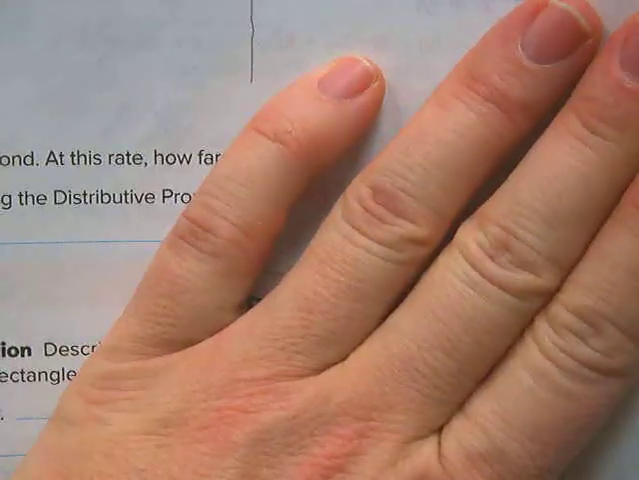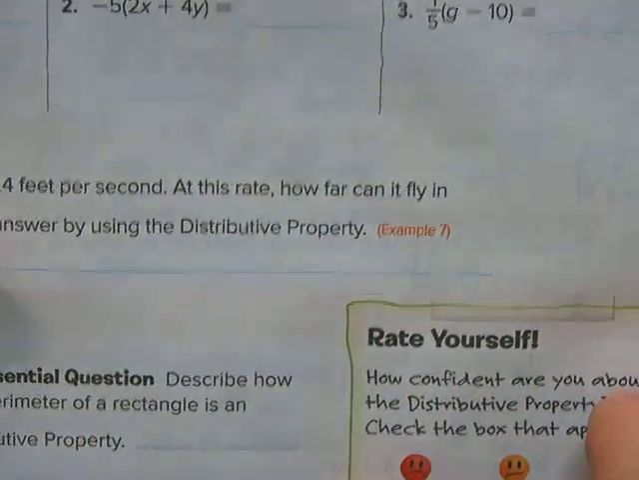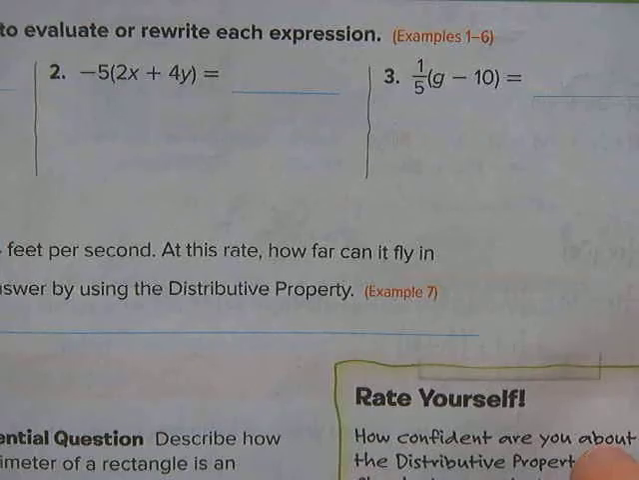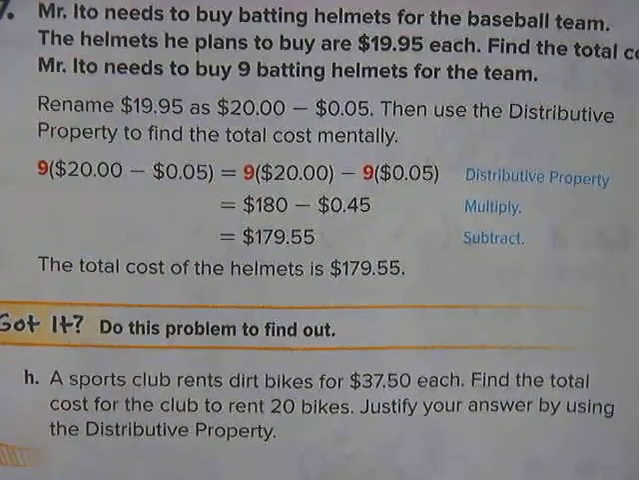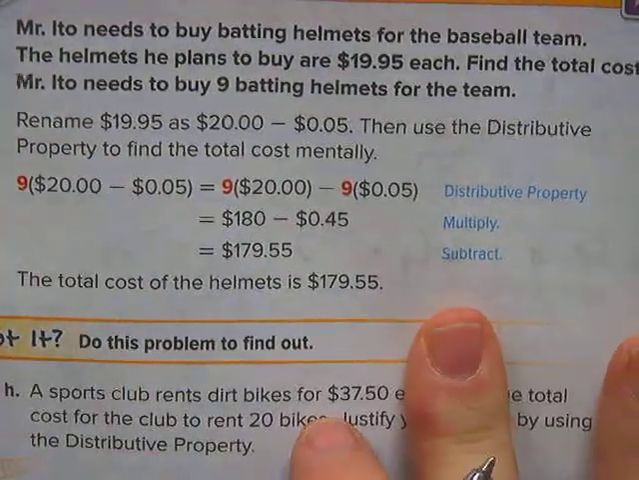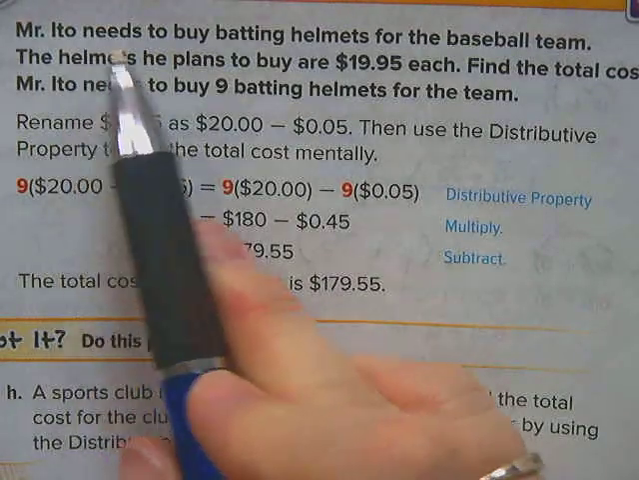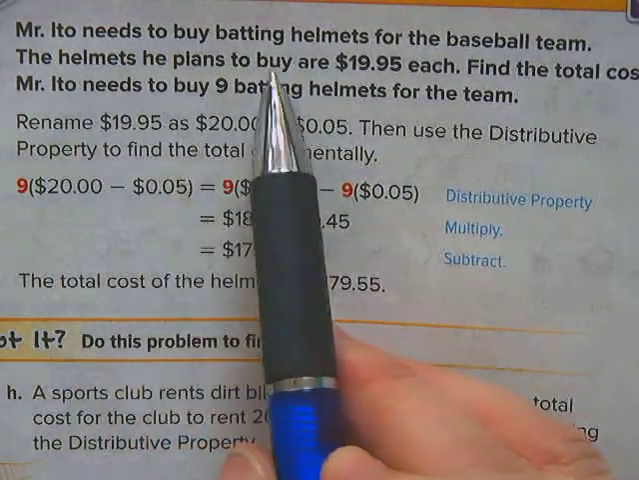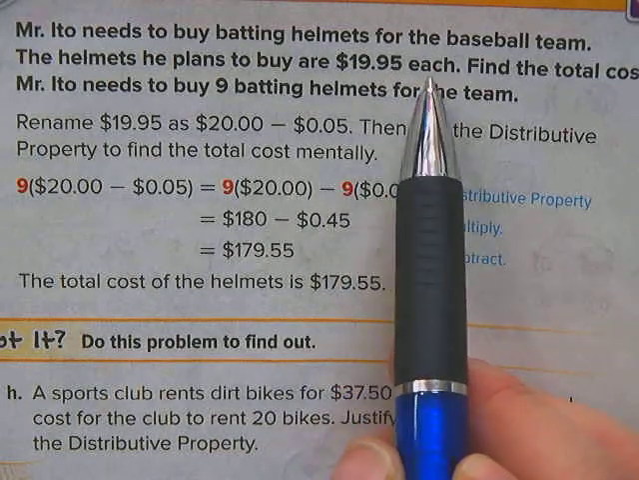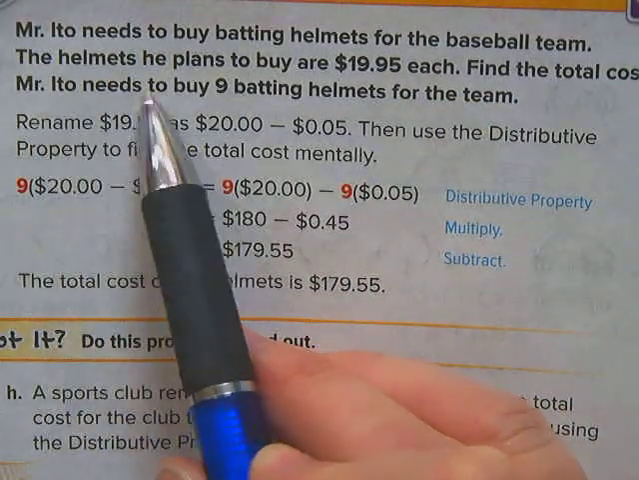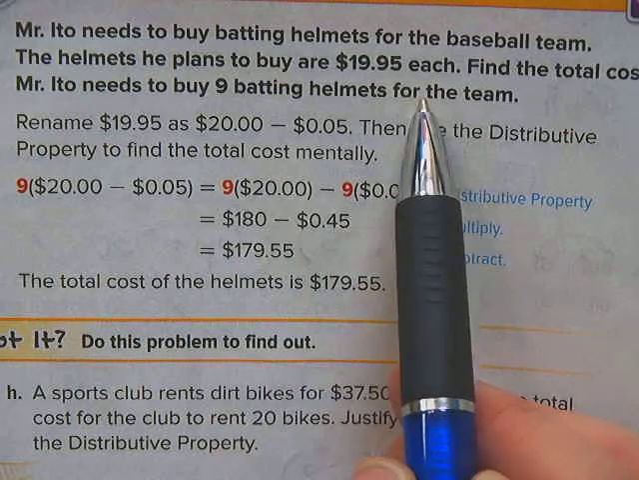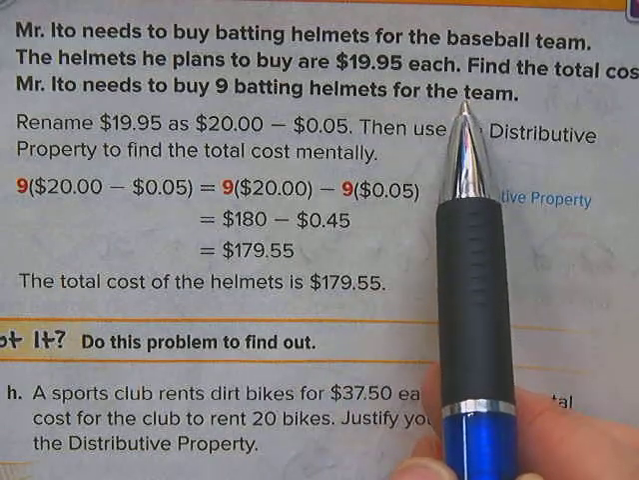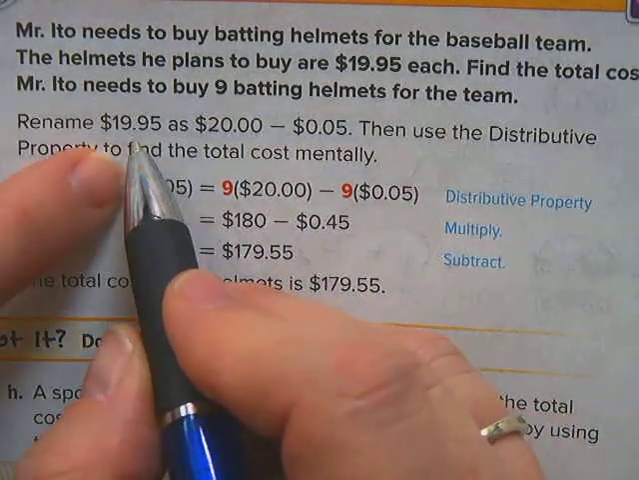Okay, turn the page. Okay, how can the distributive property help us to do some things mentally? Mr. Ito needs to buy batting helmets for his baseball team. The helmets he plans to buy are $19.95 each. Find the total cost he needs to buy 9 batting helmets for the team.